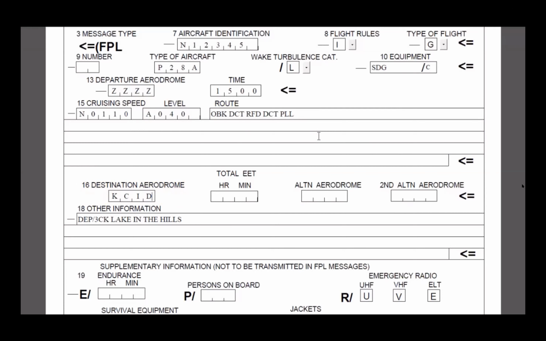Just a note, you can also use line 18 for remarks. For example, if you didn't want any flight plan that would take you over water, and you want to put no over water in the remarks, you could put that also in section 18.